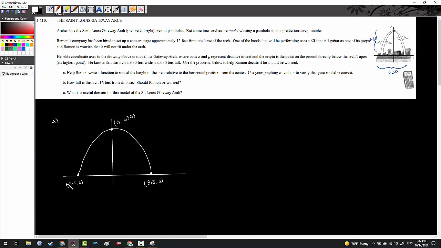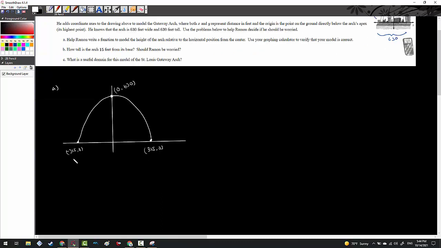We've been in this situation before, where if I have (-315, 0) as my zero, that means that x plus 315 is my factor. And if (315, 0) is my other zero, that means that x minus 315 is my other factor. Now, because I'm actually trying to find the function of a specific parabola, I'm going to need to make sure that I include the a part, the stretch factor, in the equation here.